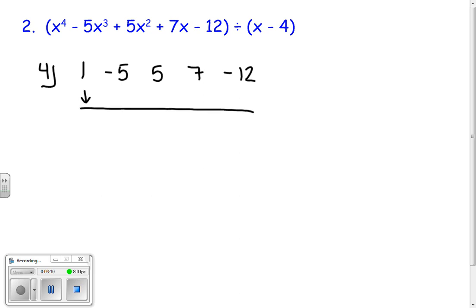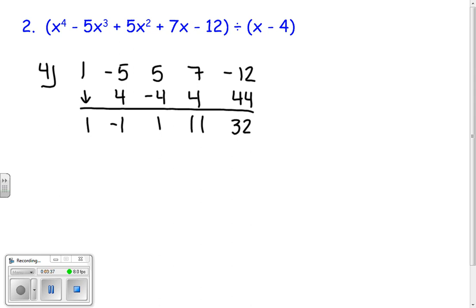Always start the process by bringing down the first number. 4 times 1 is 4. If I add negative 5 and 4, I get negative 1. 4 times negative 1 is negative 4. If I add 5 and negative 4, I get a positive 1. 4 times 1 is 4, and 7 plus 4 is 11. 4 times 11 is 44. Negative 12 plus 44 is 32.